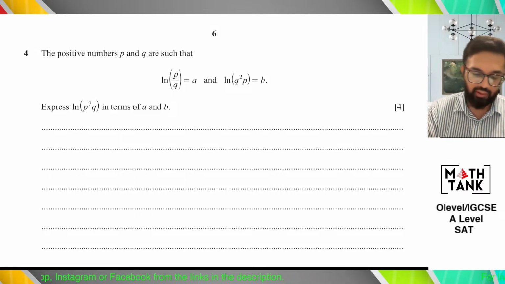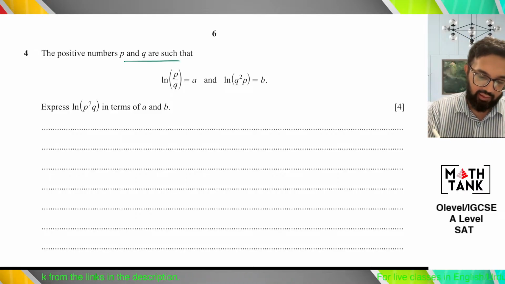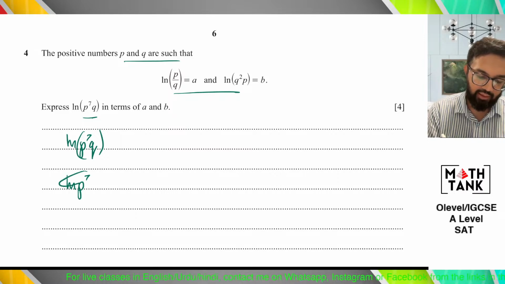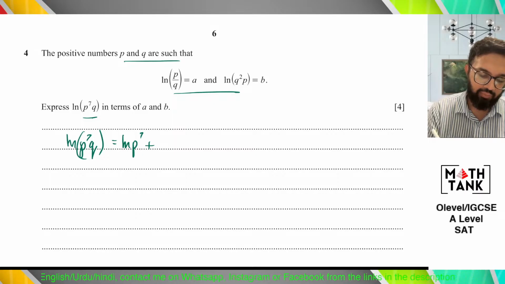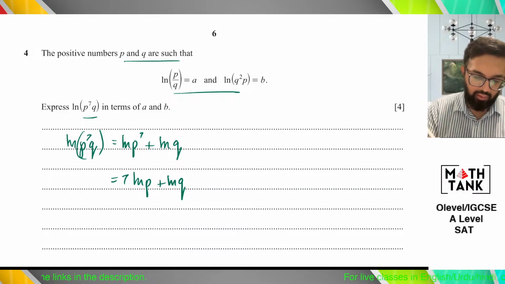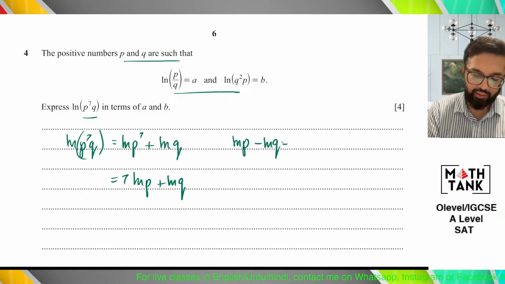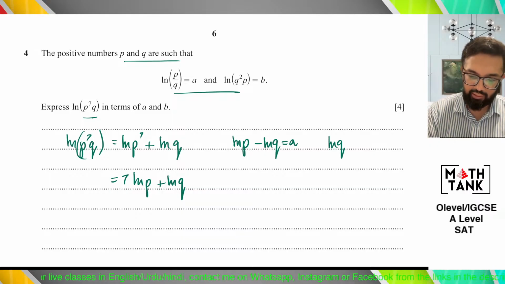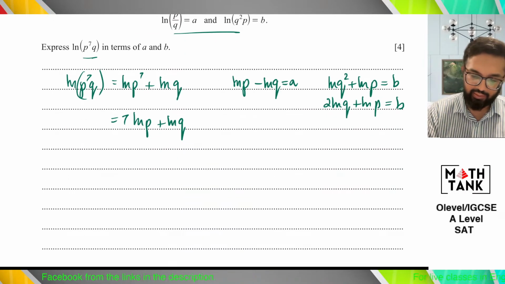Okay, the positive numbers p and q are such that this, so simultaneous equations are given, then I have asked this, I need to find this, so first let me simplify how this will come out. Can I break this up and say that this is ln p/7 plus ln q, so 7 ln p plus ln q. So I will need the values of ln p and ln q. When I break the first one, ln p minus ln q equals a, ln q square plus ln p equals b, so 2 ln q plus ln p equals b. Can I solve these two equations simultaneously?